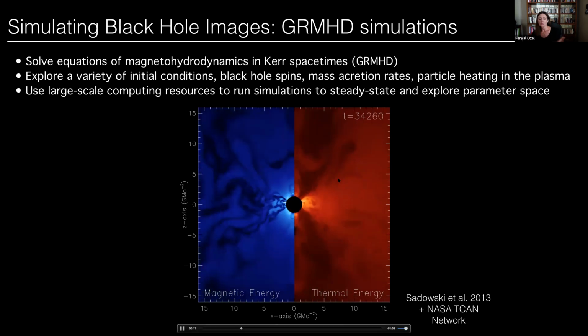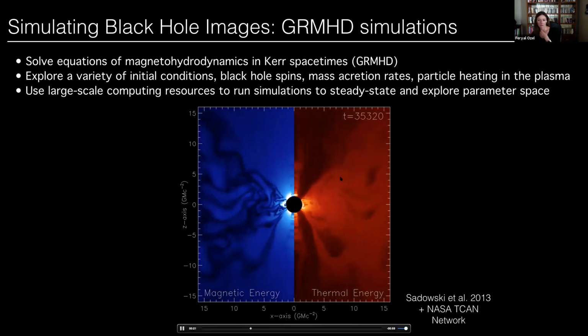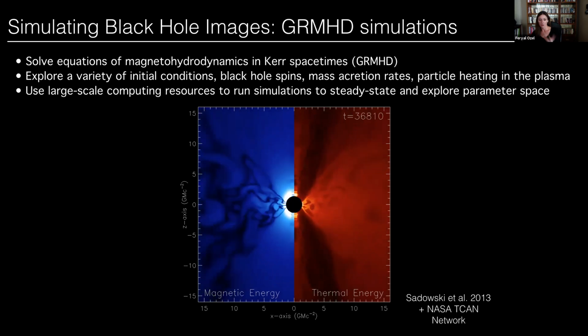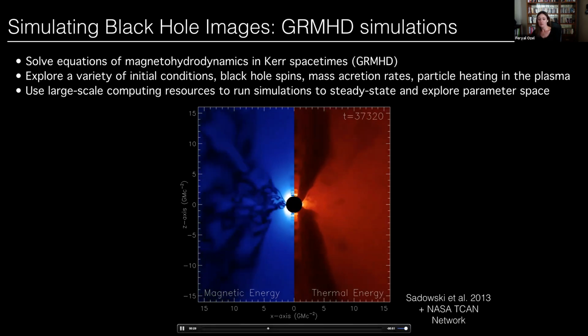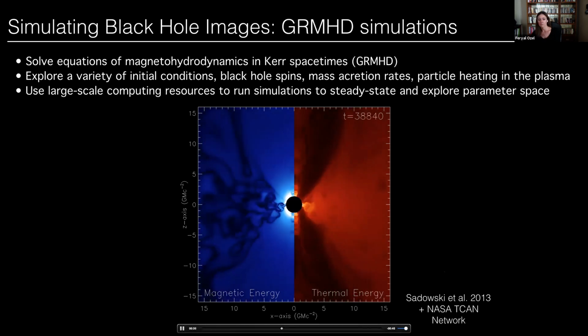So this is just an example. I know there are quite a few among you on the call today who have worked on GRMHD and beyond. So this is just meant to be an example from Oleg Sadowski from our previous NASA TCAN network when we were working on these flows.